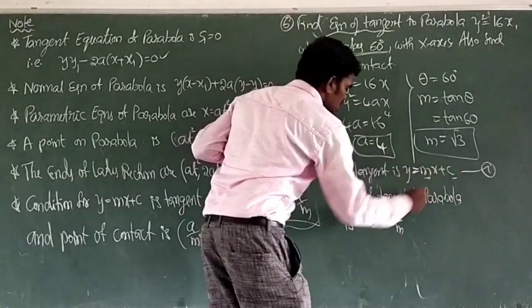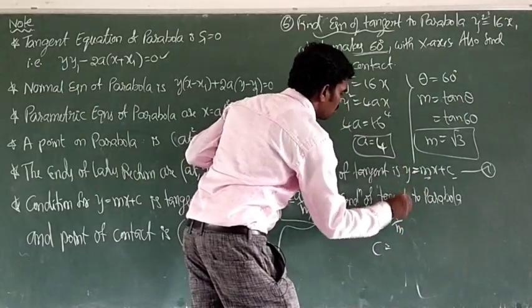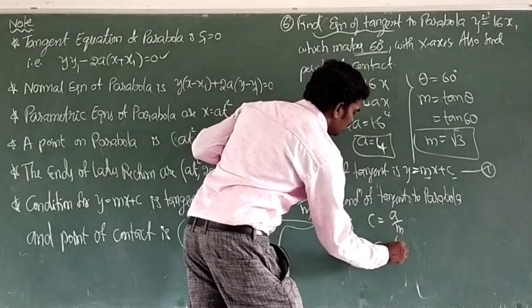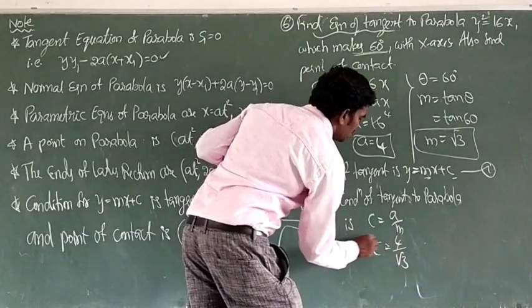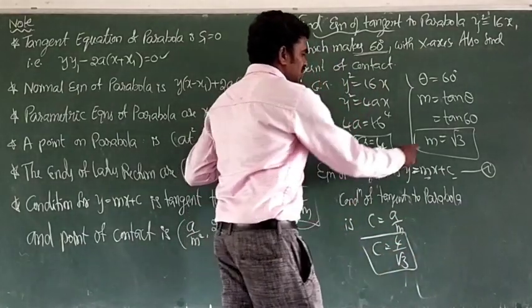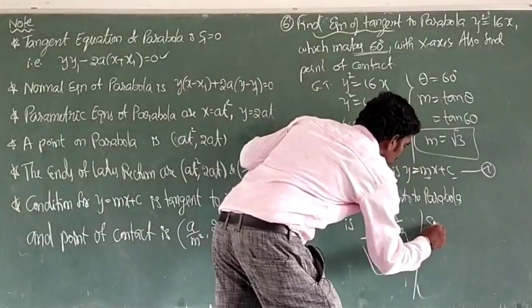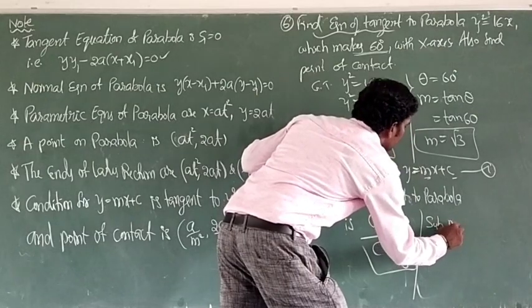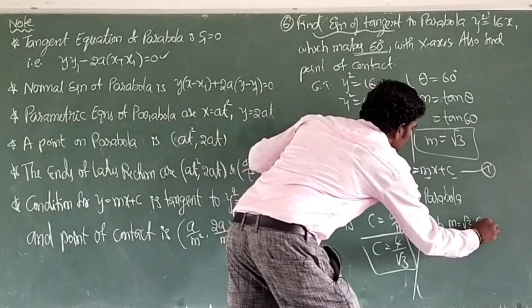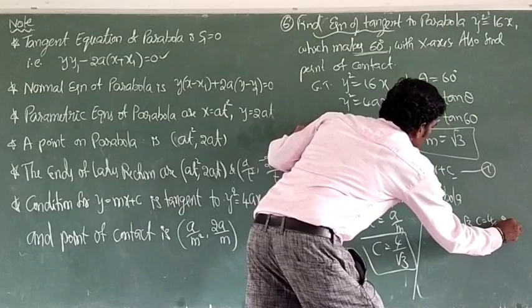C means c only here, a means 4, and m means root 3. So we got its c value also. Now substitute the m and c values in equation 1, and we get the answer. Okay, now substitute m equal to root 3, c equal to 4 by root 3 in equation 1.